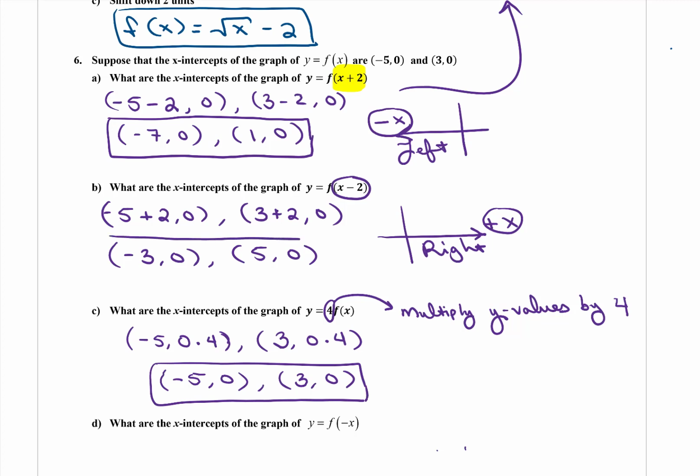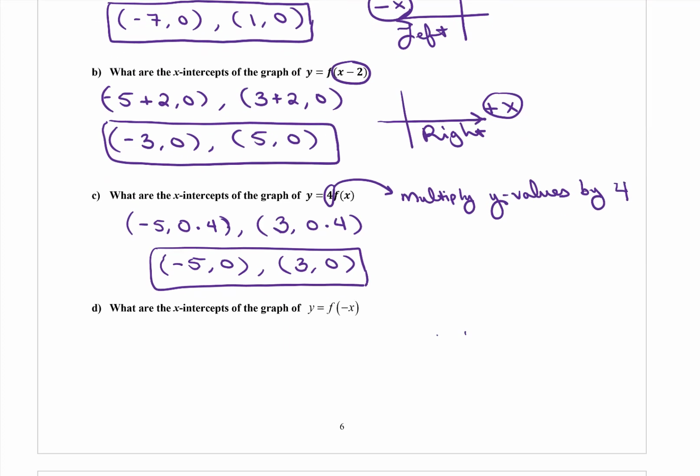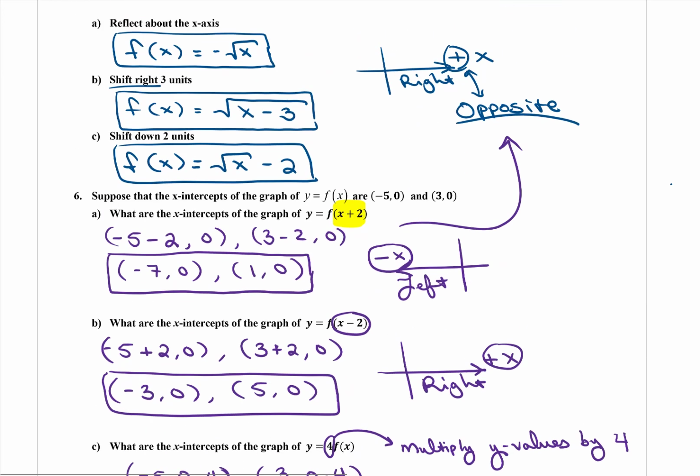D, what are the x-intercepts? Oh, I forgot the box in B. Let's box that in. All right, D, what are the x-intercepts of the graph of y equal to f of negative x? So negative x, when you are substituting that negative x in there, let's recall what that means. What does that mean?